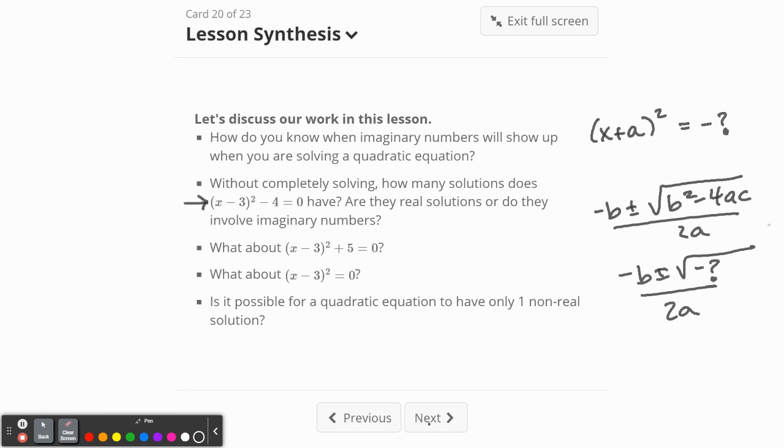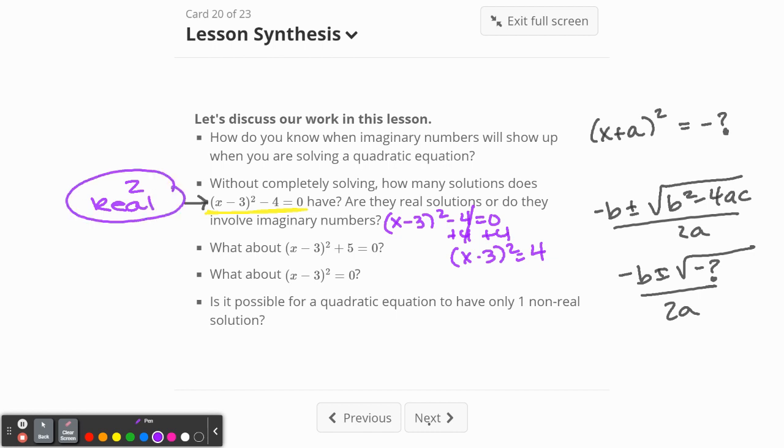Okay, I'm actually going to underline it in a brighter color so we can see it better. Without solving, how many solutions do you guys think that would have? Are they real or imaginary? So on that problem, if I were to solve this, it's already factored. So all I would have to do is before I take square roots is get the square by itself, which means add 4 to both sides. Take a look at that number on the right side. Based off of that number, how many solutions am I going to have, and are they going to be real or imaginary? I'm going to have 2 real solutions on there.